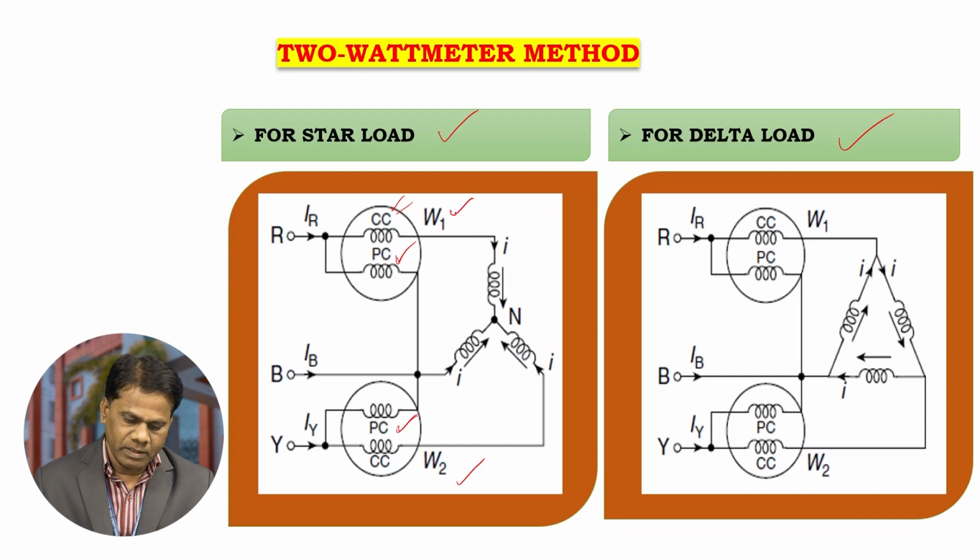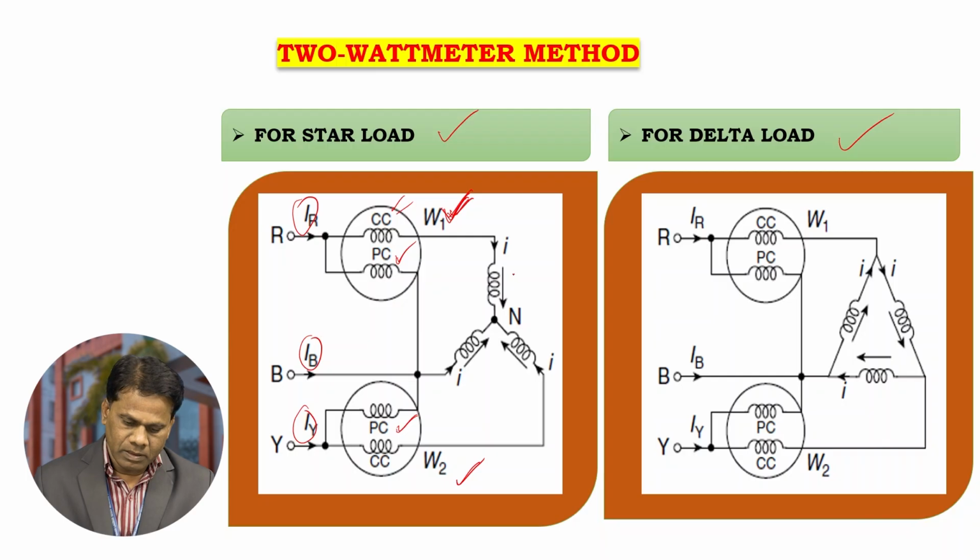W1 is the first wattmeter reading and W2 is the reading of the second wattmeter. Here IR, IY and IB are the line currents. IR is the current flowing through the current coil of the first wattmeter, whereas IY is the current flowing in the current coil of the second wattmeter.